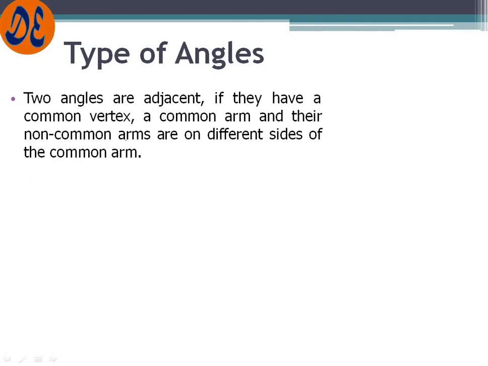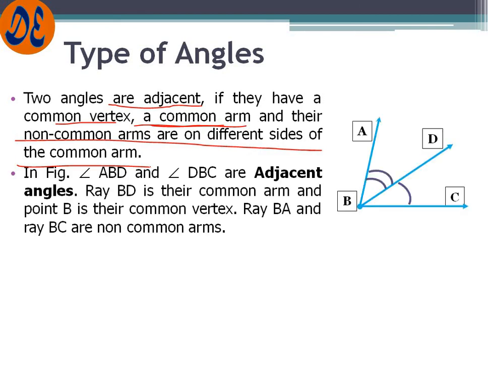So here we are on the same point, adjacent angle. What are adjacent angles? If two angles have a common vertex, that means the vertex is common, and one common arm, that means one common arm, and their non-common arms are on different sides of the common arm. That means the non-common arm is on a different side of the common arm. Then it is called adjacent angle.